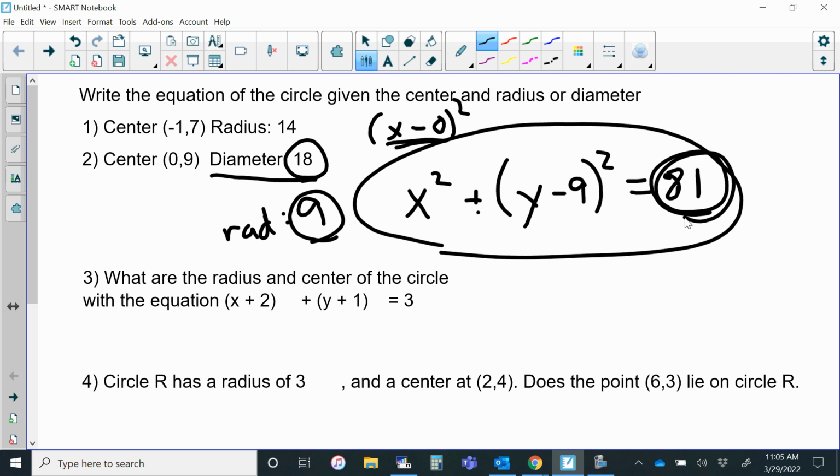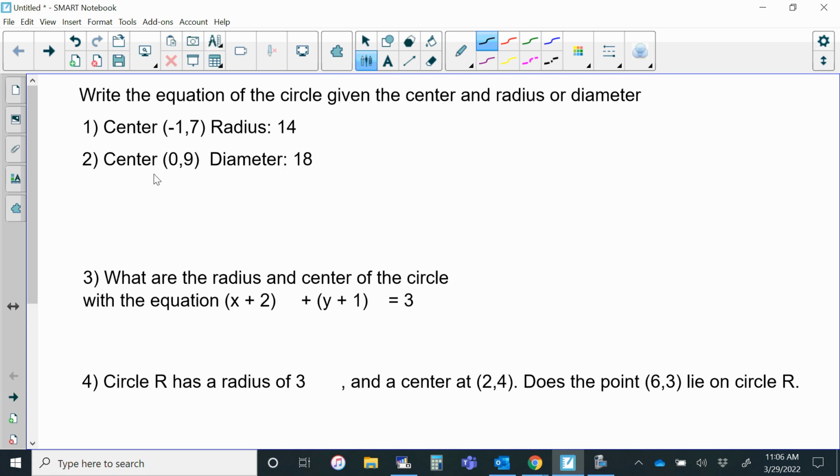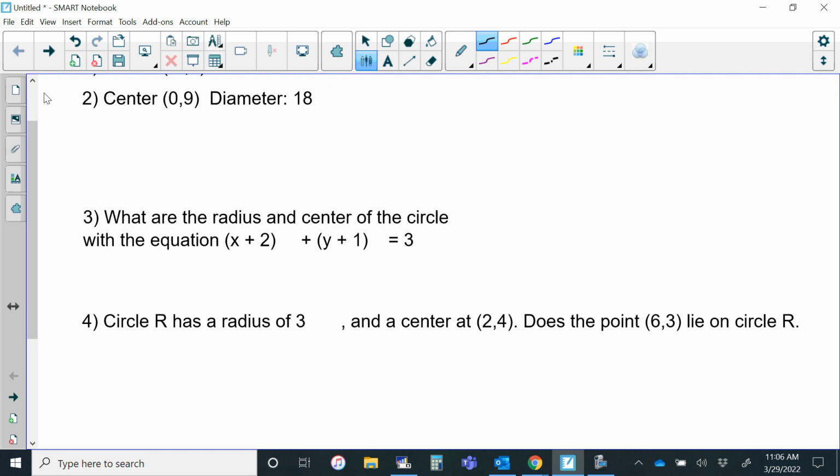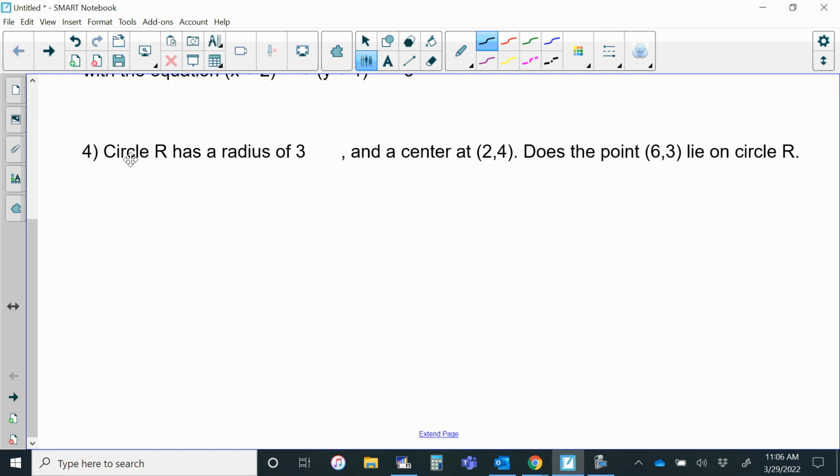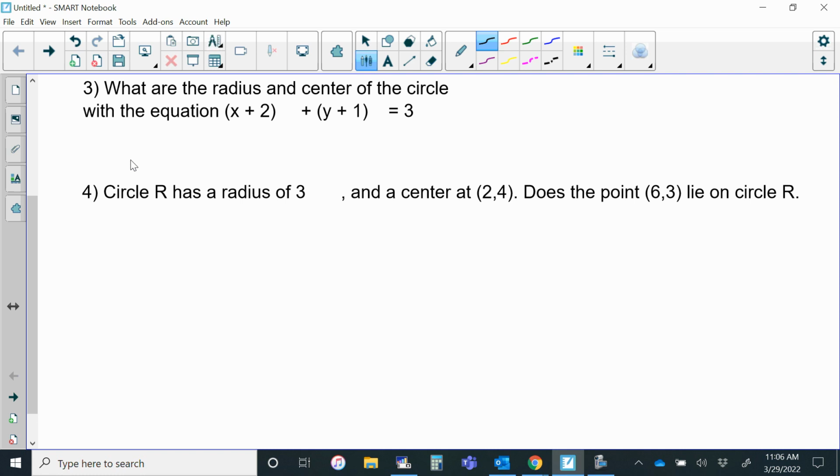Questions, yes or no? Do you guys remember this from yesterday? All right, so what is the radius and the center of a circle? It's supposed to be squared. What is the center? -2. Good. Right here, it's the opposite of that.